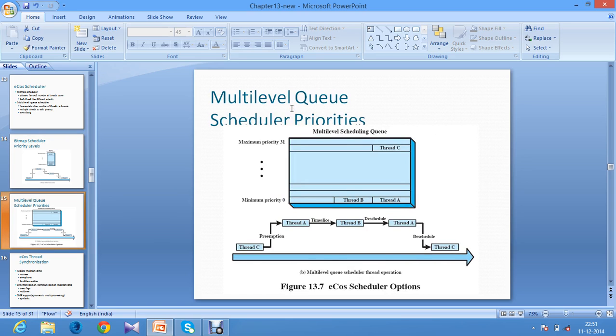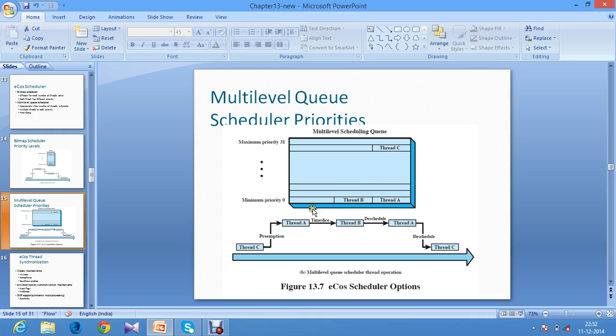Multi-level queue scheduler priorities. This figure shows the ECAS scheduler options. The multi-level scheduler supports up to 32 priority levels. The multi-level queue scheduler allows for multiple active threads at each priority level, limited only by system resources. This figure illustrates the nature of the multi-level queue scheduler.